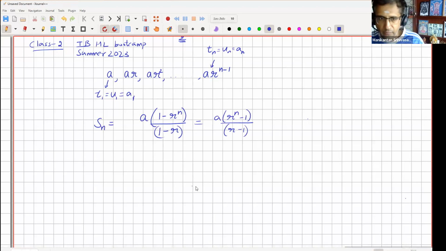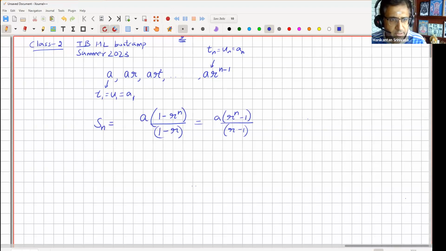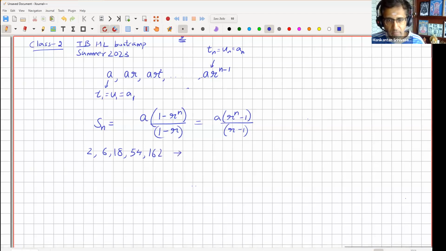Okay, so let's just verify a simple example. Let's take the same example that we started yesterday. So I'll have my 2, 6, 18, 54, 162. Let's try whether the sum works for these 5 terms. First, let's numerically add it literally: 2 plus 6 is 8, 8 plus 18 is 26, 54 plus 26 is 80, and then 80 plus 162 is 242. So this sum is 242.